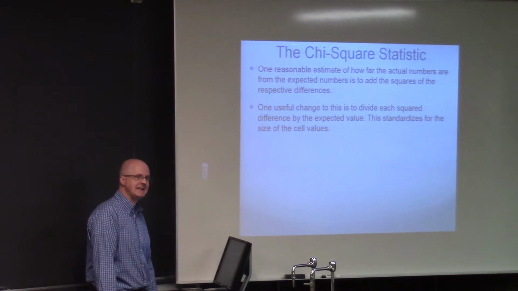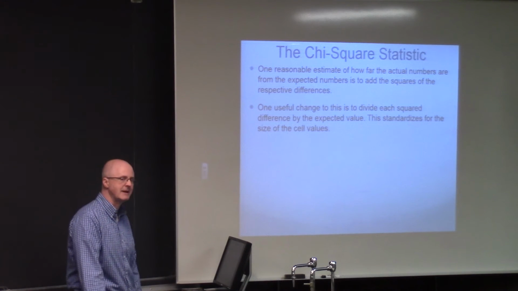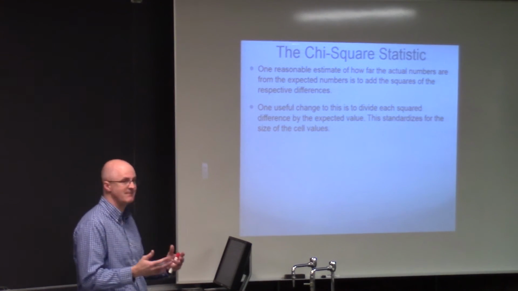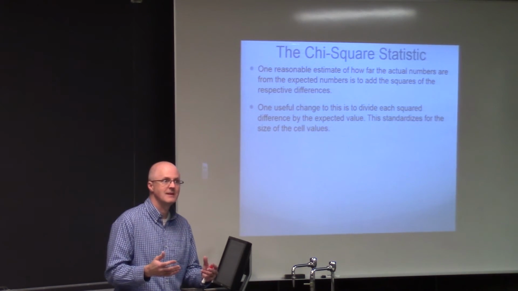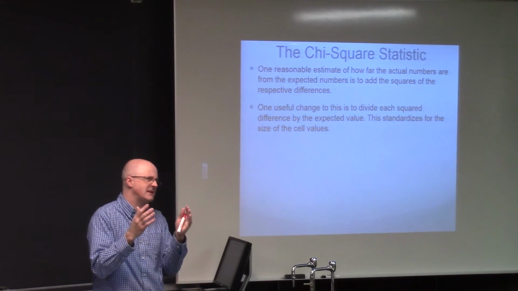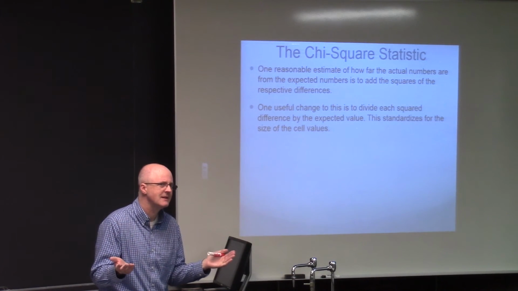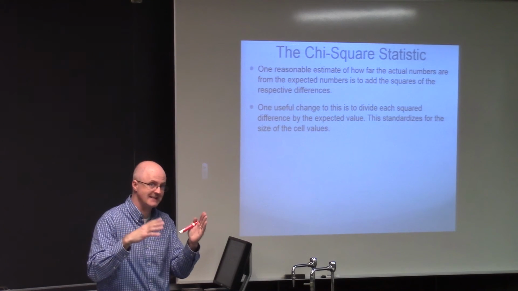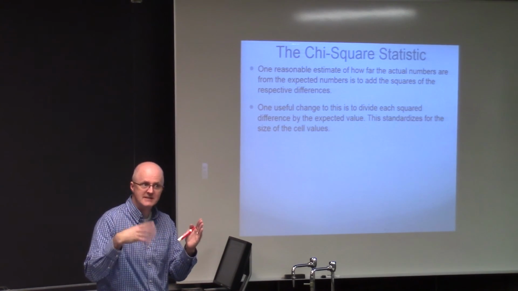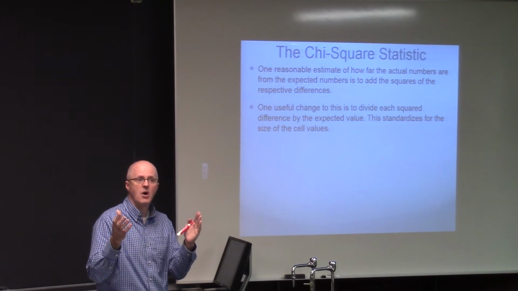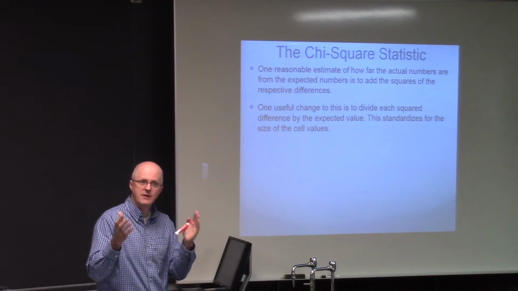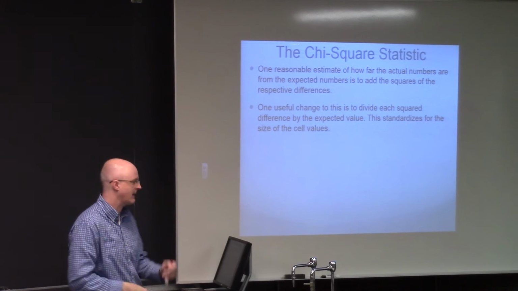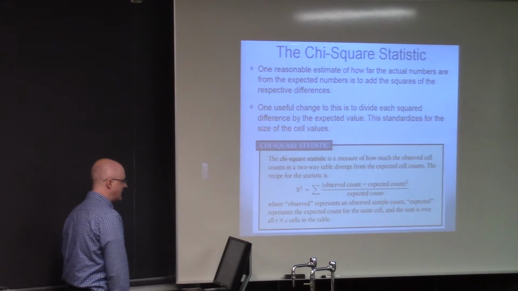It turns out to be a good idea, like I kind of hinted at a couple minutes ago, to take into account the size of the expected value. If it's big, then a big difference might not mean as much. If the difference between the observed and expected is fairly large, but the expected itself is kind of large, that's a small percentage change. So that large difference might not mean as much because of that. So you want to standardize, you want to divide by the expected values. And here's the formula.